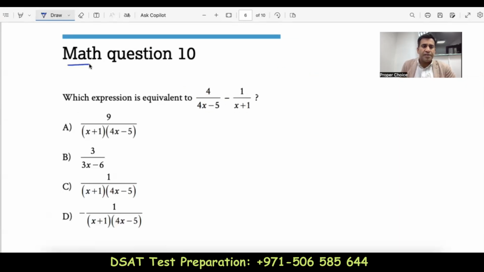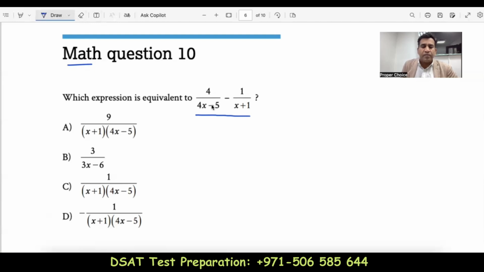Let's solve question number 10. Which expression is equivalent to 4 over (4x minus 5) minus 1 over (x plus 1)? They're asking us which of the following is equivalent to this. I can solve it in 2 to 3 different ways. One is by using the graphing calculator. Another, I can solve it manually. But manually will be the quickest compared to graphing, because there we have to type it all in and check the equivalent one. Anyway, I'll teach that relevant question in some other way, in some other example. So let's start doing it manually.